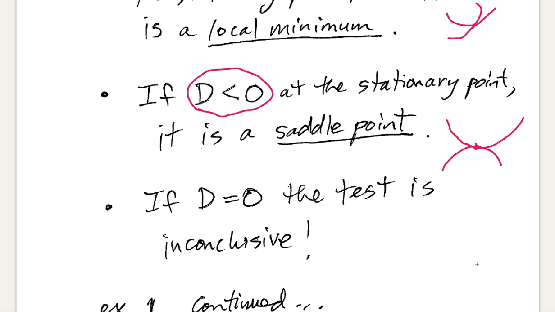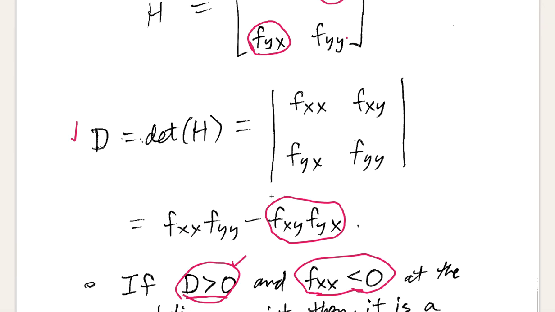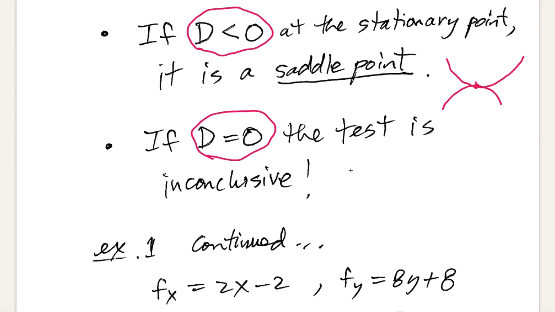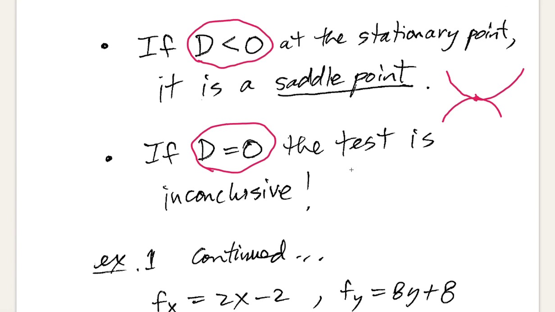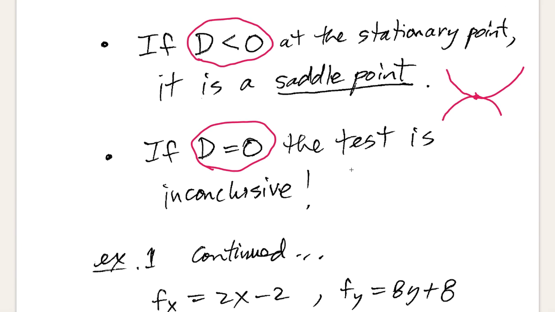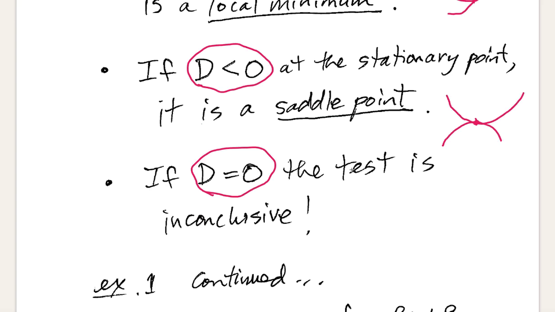Now, do you remember in the second derivative test back in Calc 1, if the second derivative was 0, you couldn't do anything? It was inconclusive. Same thing here. If D, don't forget, is the determinant of the Hessian, and that's 0, we can't conclude anything. So, inconclusive. All right, let's continue with our example 1.